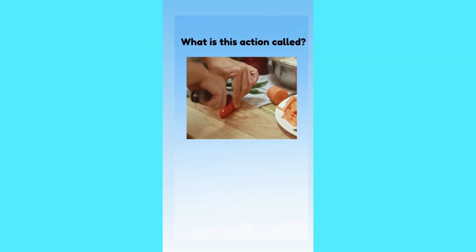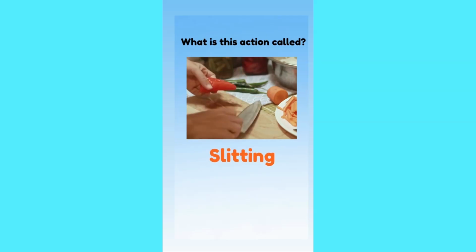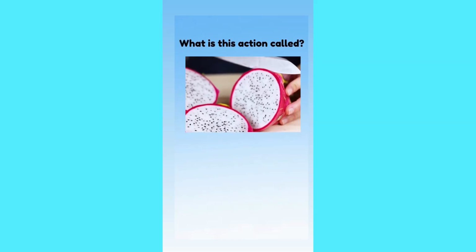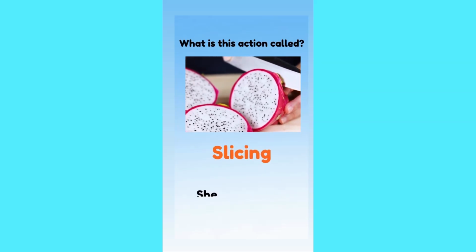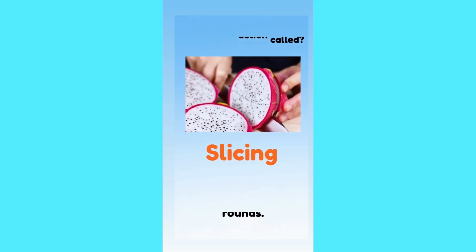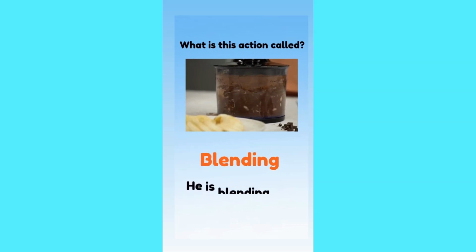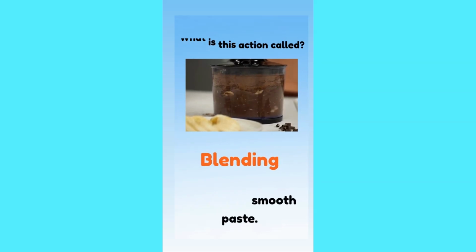What is this action called? Slitting. She is slitting the chili lengthwise. What is this action called? Slicing. She is slicing the dragon fruit into rounds. What is this action called? Blending. He is blending the food into a smooth paste.